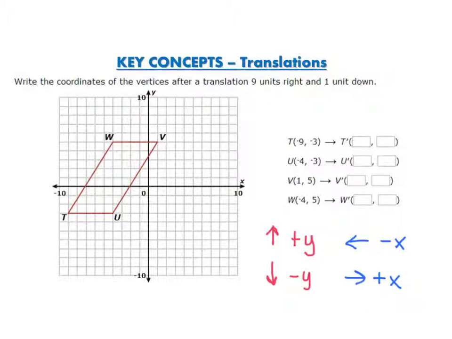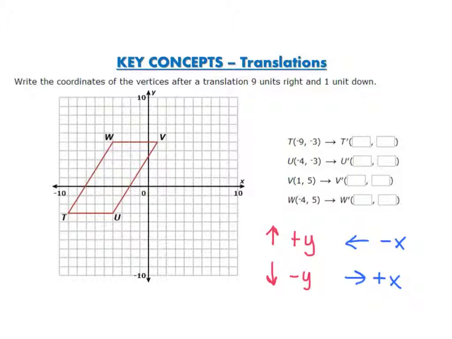Now if you're going to the left, you'll subtract from your X. If you're going to the right, you add to the X. Again, if you're going to the left, subtract from the X. I'm going 9 units to the right. If you go to the right, you add to the X. So on every one of these X values, I'm going to add 9 to the number.